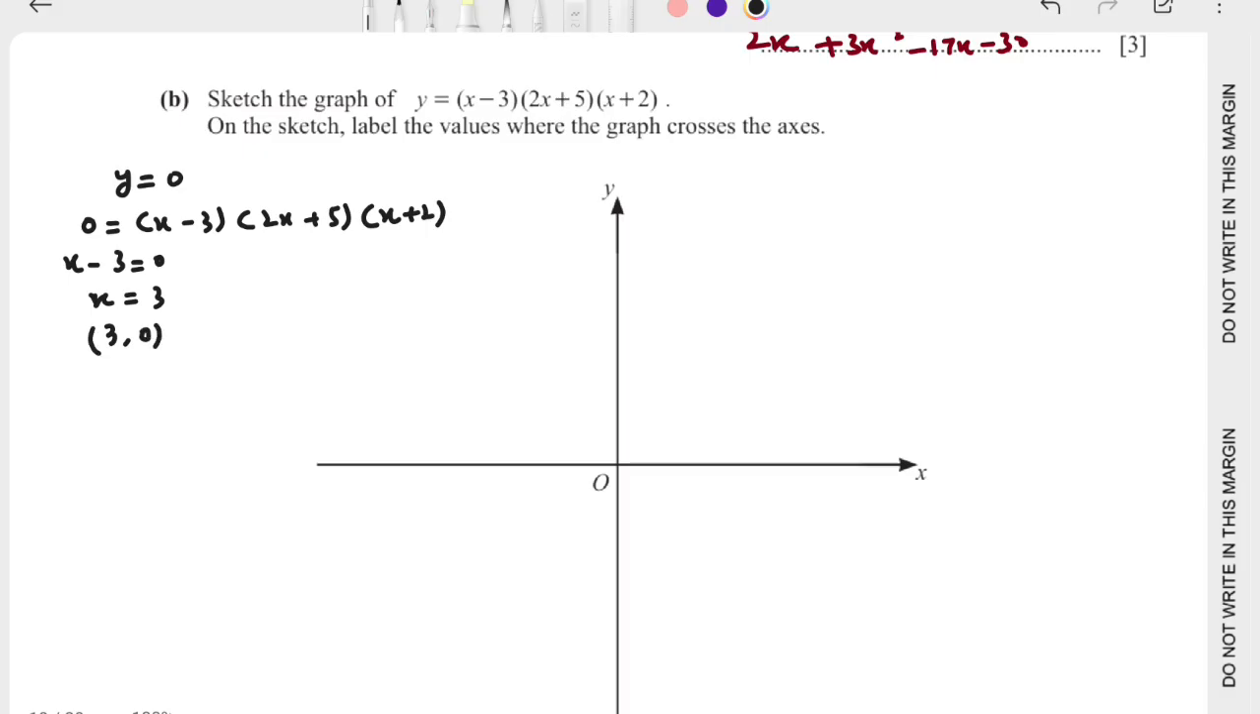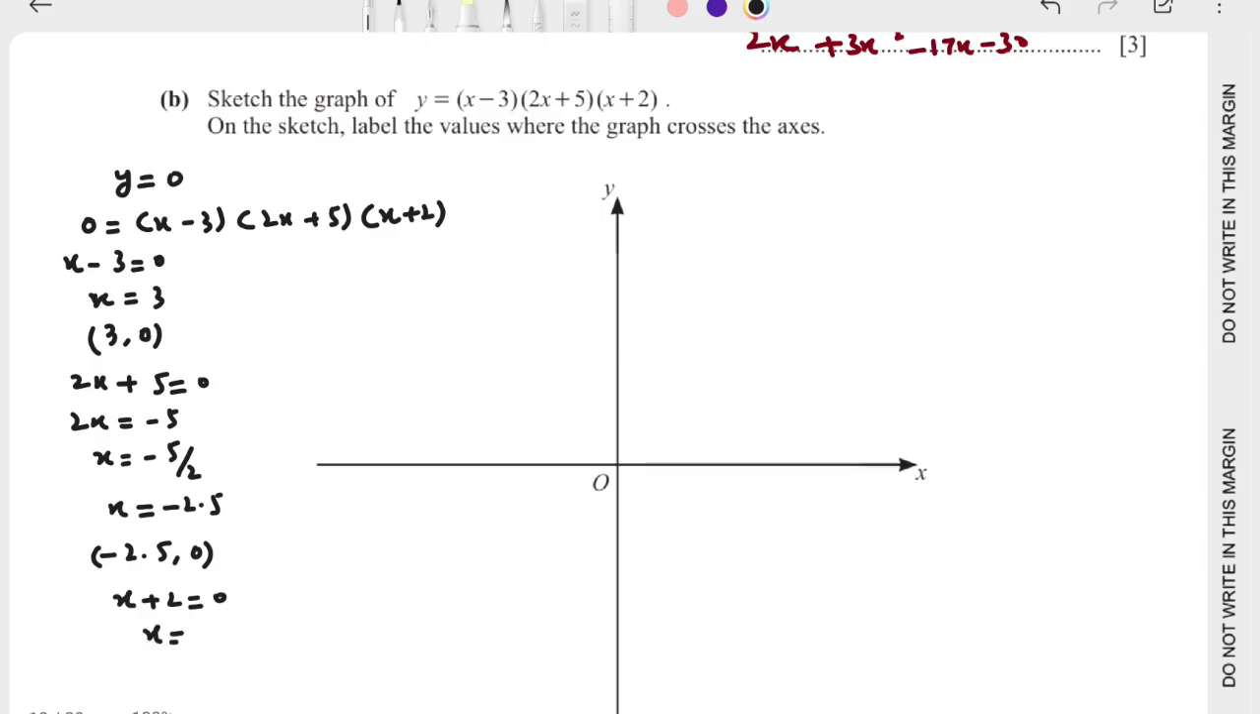Now 2x + 5 = 0, 2x = −5, and x = −5/2, x = −2.5, and the coordinates would be (−2.5, 0). Now x + 2 = 0, x = −2, the coordinates would be (−2, 0). Now we'll find the y-intercept.